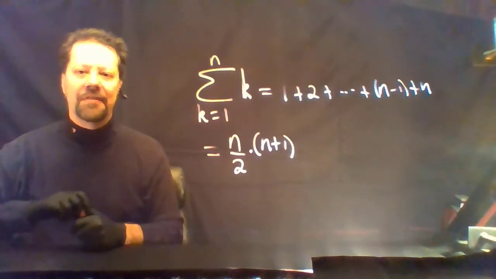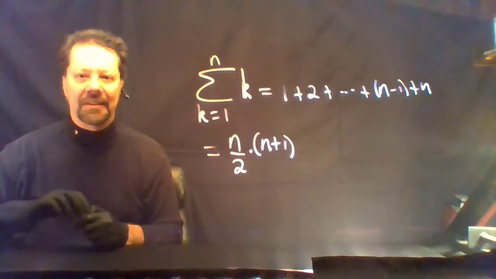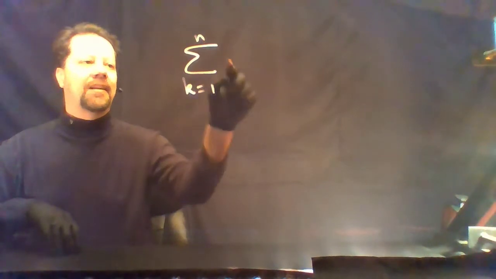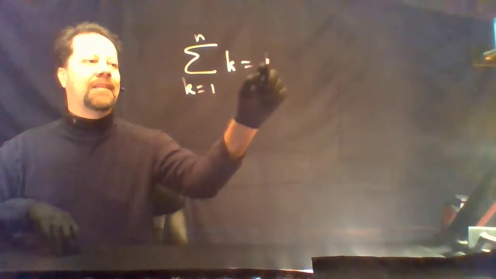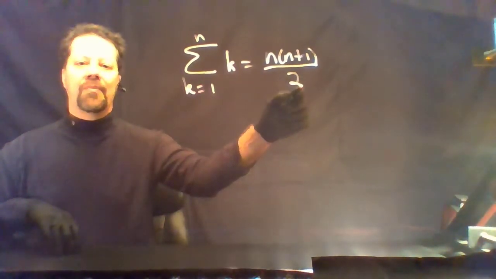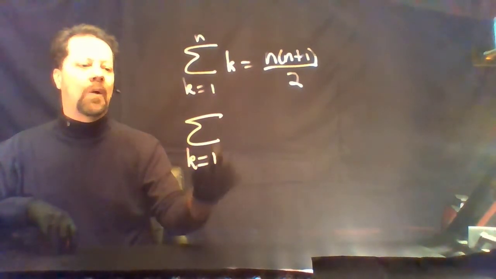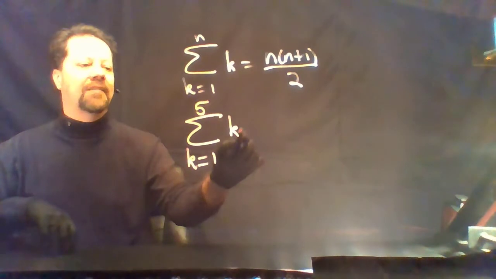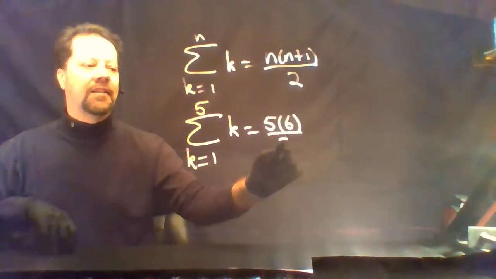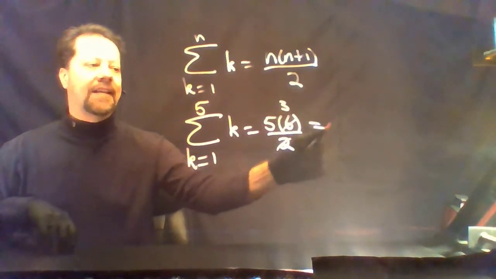The standard proof of this uses mathematical induction, which you might recall from pre-calculus. We have the formula, the sum as k goes from 1 to n of k is equal to n times n plus 1 divided by 2. Let's try this out. The sum as k goes from 1 to 5 of k. The formula says this should be 5 times 6 divided by 2. 2 goes into 6 3 times, so the answer should be 15.